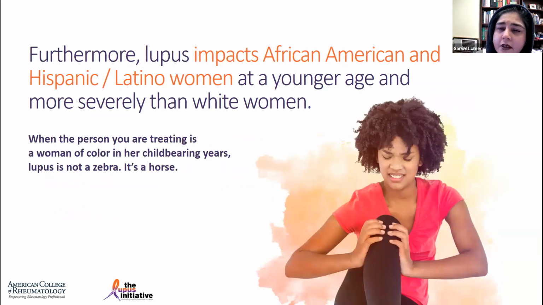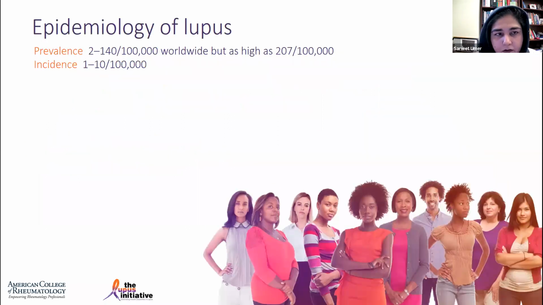Furthermore, when lupus affects African-American and Hispanic Latino women, it happens at a much younger age. And as they present at a younger age, they have more severe disease. Remember, with autoimmunity, if it didn't wait long enough to present, it's going to be very severe. So we see pediatric patients, Hispanic as well as African-American, presenting with very sick lupus. So when you're treating a woman of color of childbearing age, lupus may not be a zebra. Actually, it may be a horse. That means it may be more common in them.